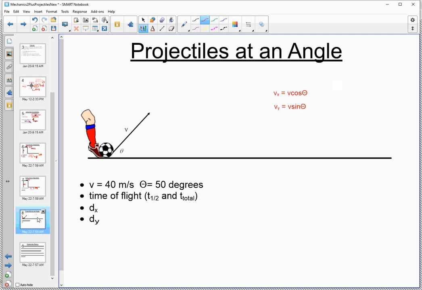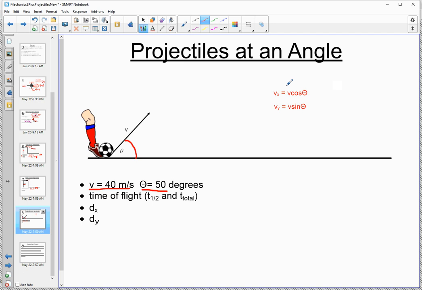All right, projectiles at an angle. Really, they're not much different. There's still two separate problems happening. You have an x problem and a y problem. You're typically going to be given a launch speed and an angle of launch. This is usually above the horizontal, so this right here would be our 50 degrees.